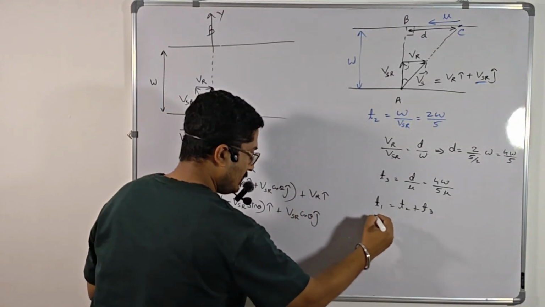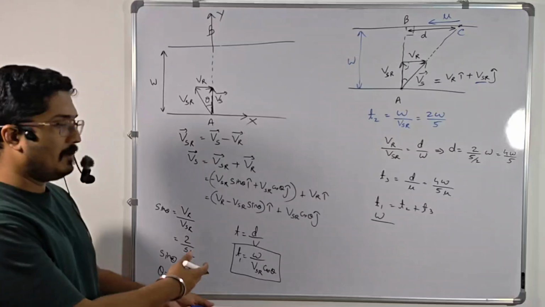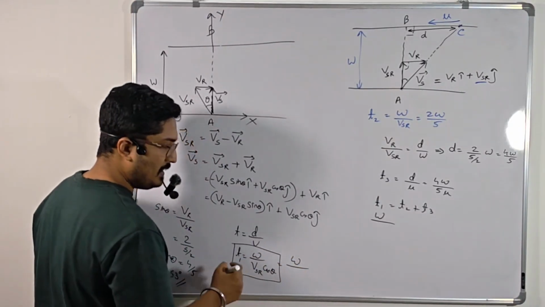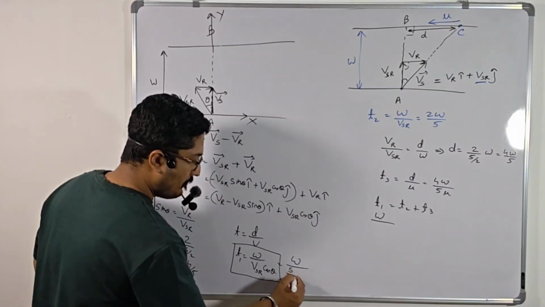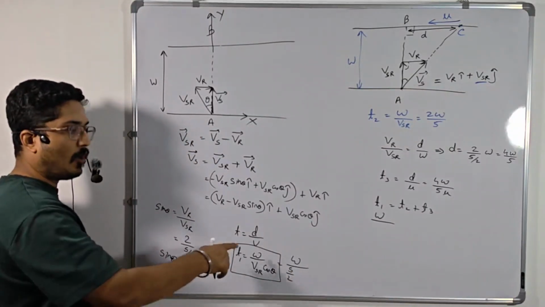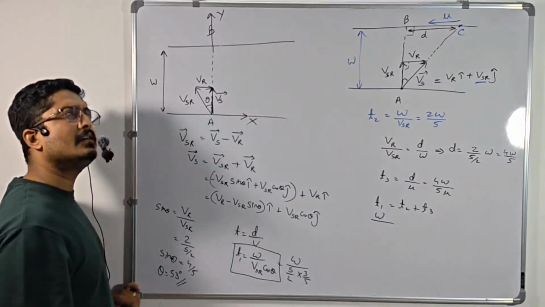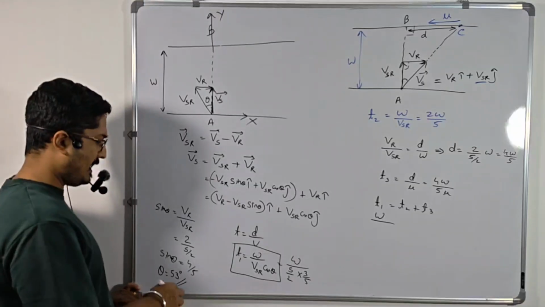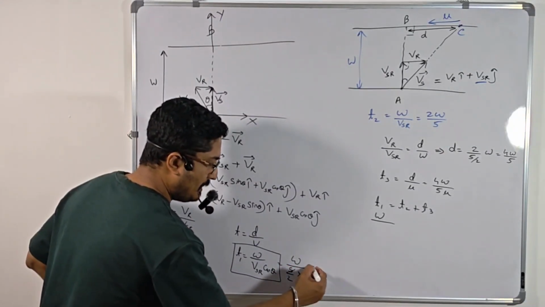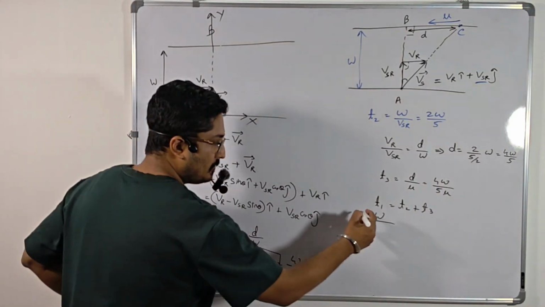What is t1? T1 is nothing but W divided by VSR cos theta. I didn't find the value, so let us find it. We can write it as W divided by VSR. The value for VSR is 5 by 2. And cos theta, how much is the theta value? 53. Cos of 53 would come out to be 3 by 5, since sine of 53 is 4 by 5. So 3 by 5. The 5 gets cancelled, and I'll get this value as 2W by 3. That is my T1.